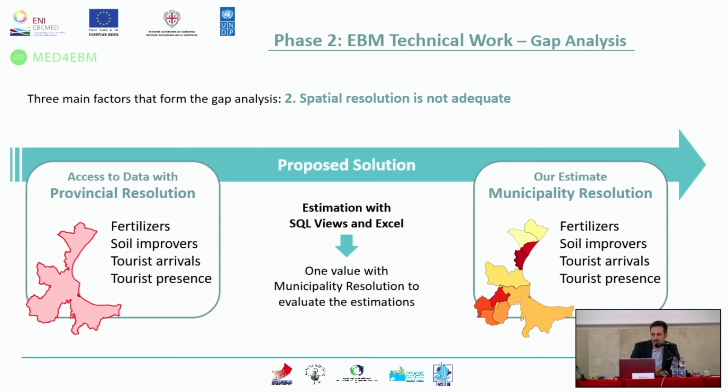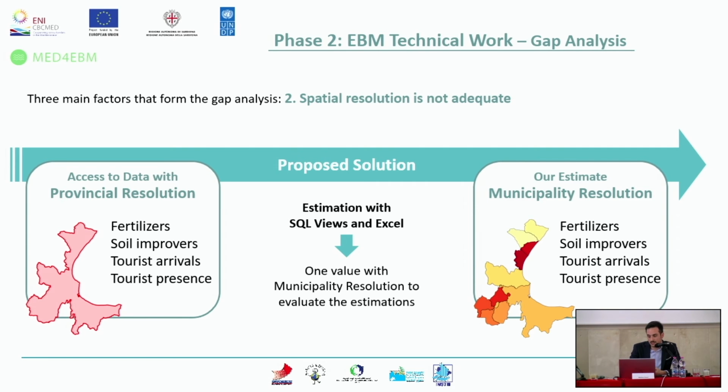The second factor that forms our gap analysis is that we have access to data with not adequate spatial resolution. Again, data are gathered with a municipality resolution or by point, but then are published in an aggregate form. This is the case, at least for the Italian diagram, for fertilizers, soil improvers, tourist arrivals and presences.